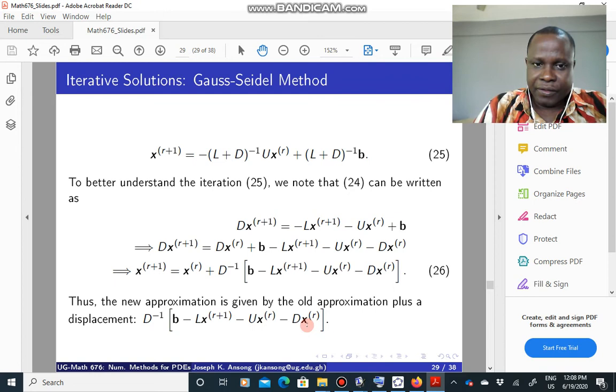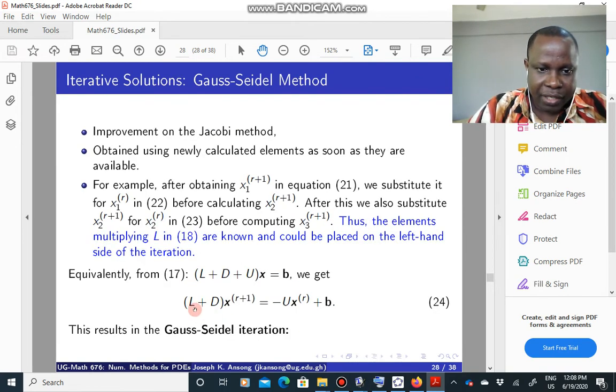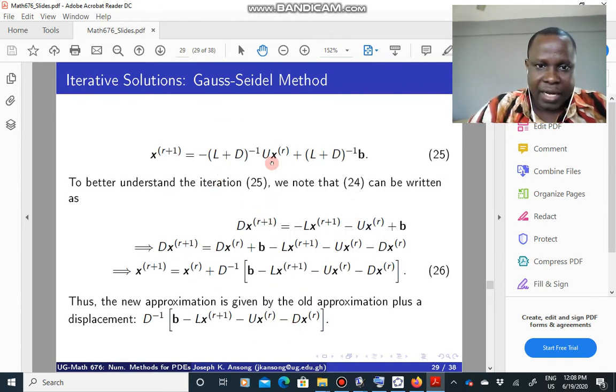Okay, so again, you can rewrite this, right? From here, if the inverse of this exists, okay, you can multiply both sides by the inverse of that, and that gives you equation 25.